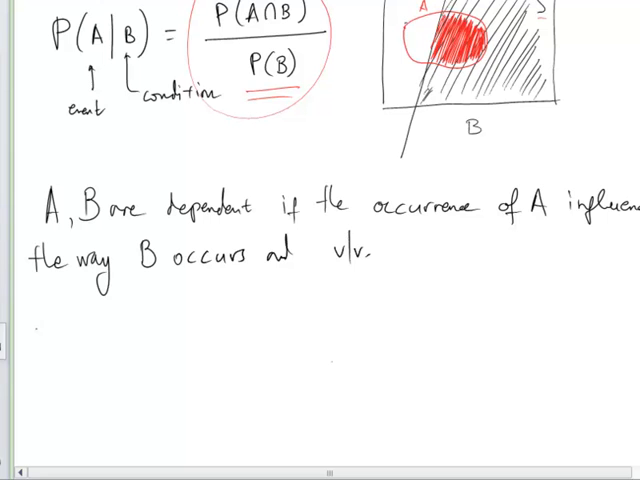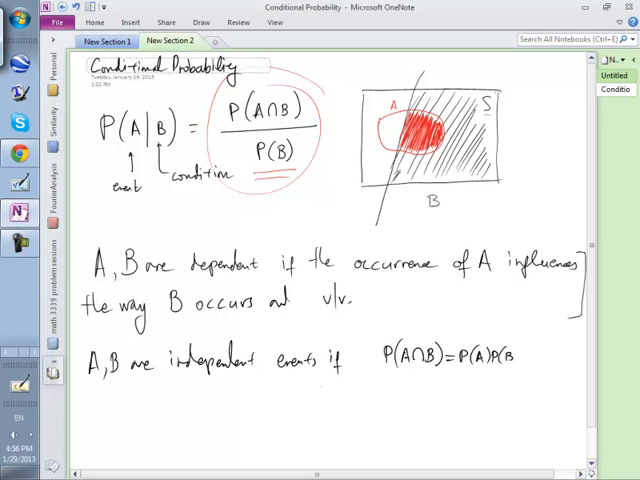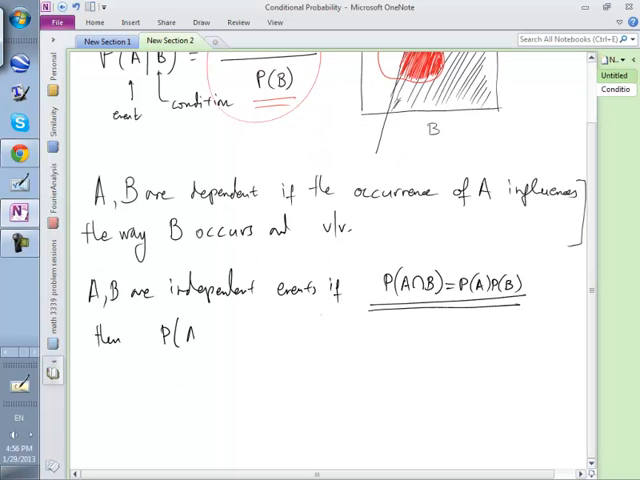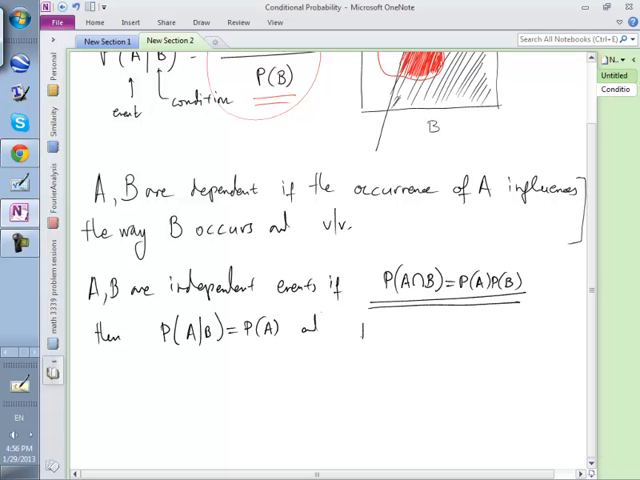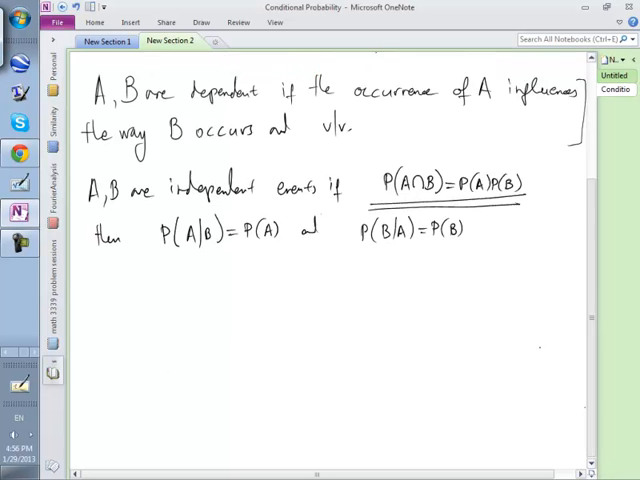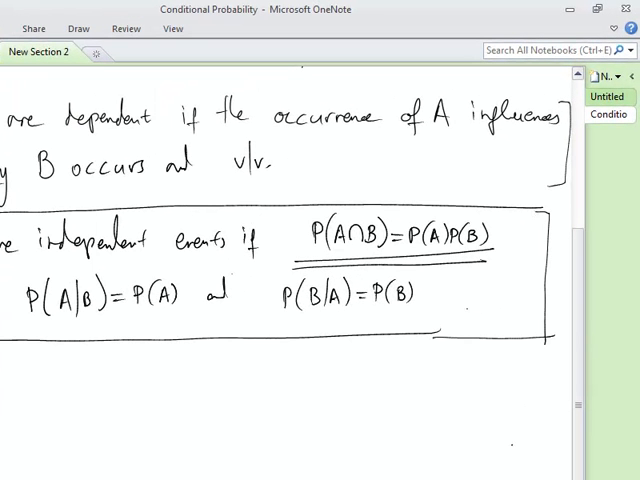Now, we say that A and B are independent events if the probability of A intersection B is equal to the product of the probability of A times the probability of B. This is the definition of independence. And of course, that implies that the probability of A given B is going to be equal to the probability of A. And if you change what you use as a condition, this is what you would have. So this is the definition of independence. That's the mathematical definition of independence of two events.